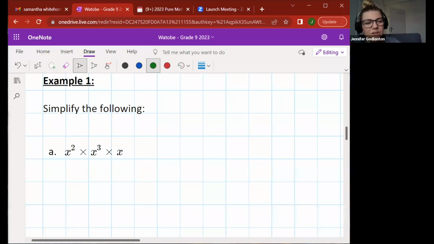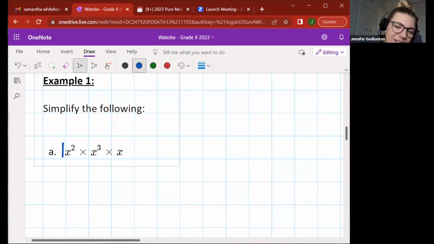So put whatever you think the answer is, don't panic. All right, so we seem to be in two minds between x to the power of 6 and x to the power of 5. I can confirm that one of those is correct. Let's work it out the long way before we do anything. So let's do this the long way.